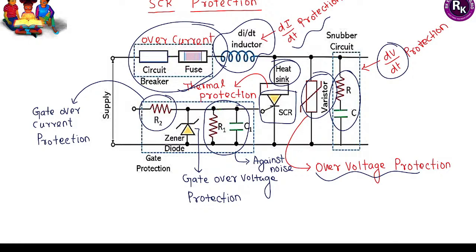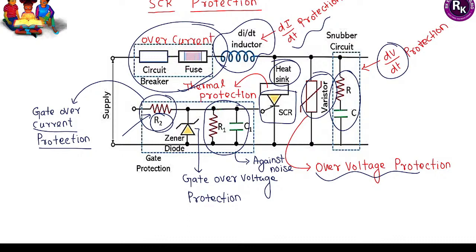Now let us talk about the gate terminal. In the gate terminal, you can observe we will have different types of circuits. For the gate terminal also, giving protection from a high value of current is very important. So here you can observe there is a resistor. This resistor is giving protection to the gate from a high value of current. This is called overcurrent protection.